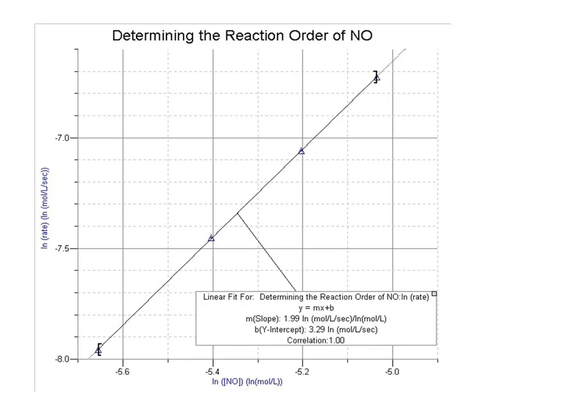Okay, and remember, Logger Pro will go ahead and spit back under statistics what the slope is. So 1.99. You think it's close enough to 2? I do. Okay, so we said the slope of that would be the reaction order of NO. That's the slope. The reaction order is 2.